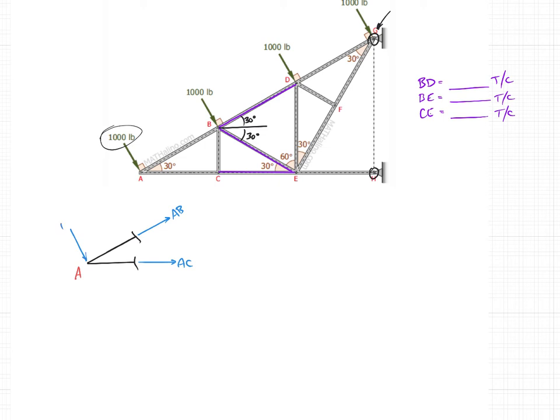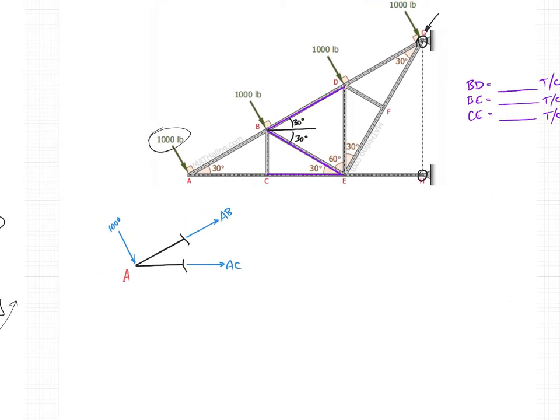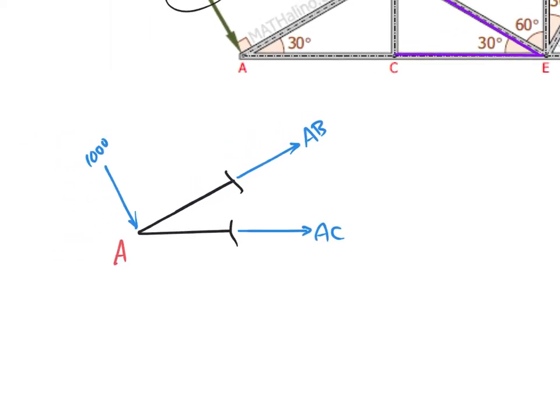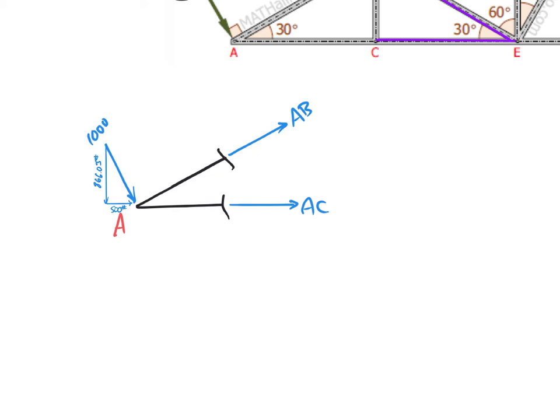Okay. Now we will note from earlier that if you want to split up that 1,000, and you will, this downward portion is 866.03 pounds. And this one right here is 500 pounds. Okay, that just comes from the angles. And we've been using that this whole video, right? And so this angle right here is 30 degrees.